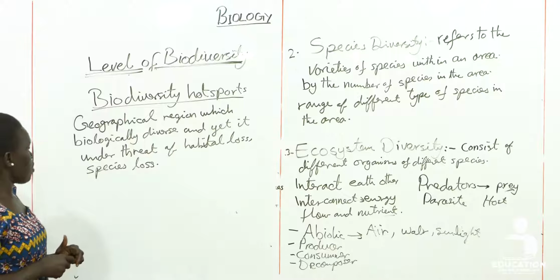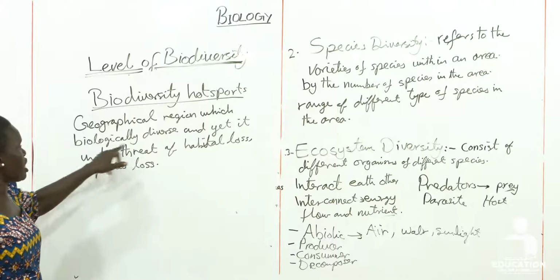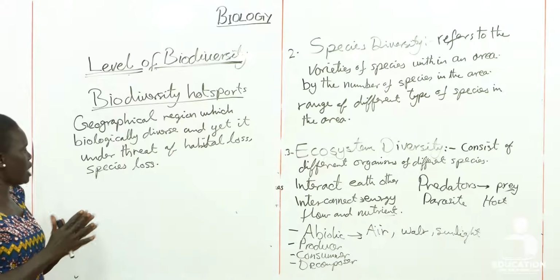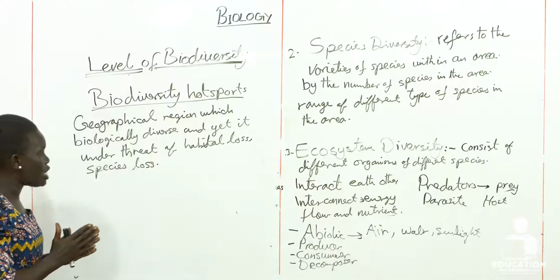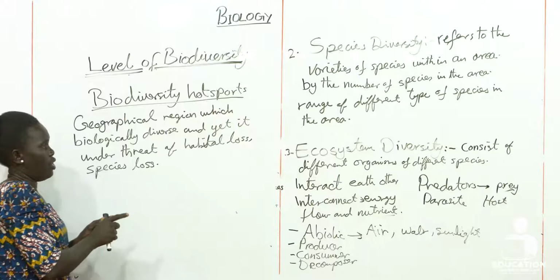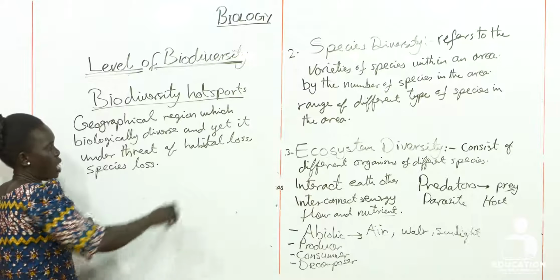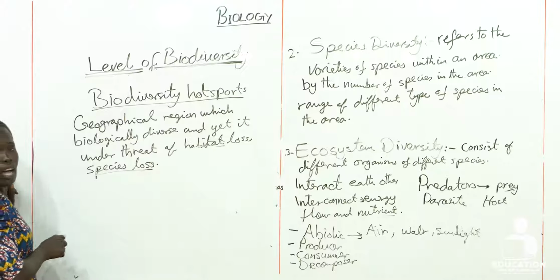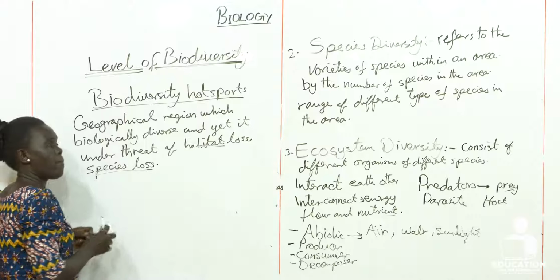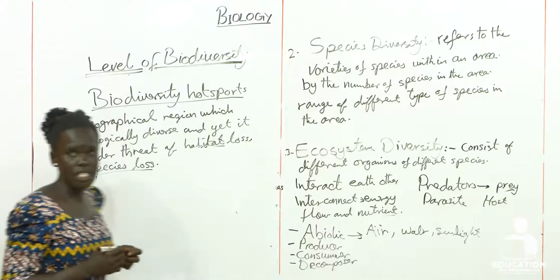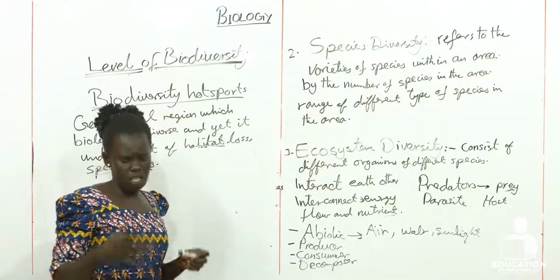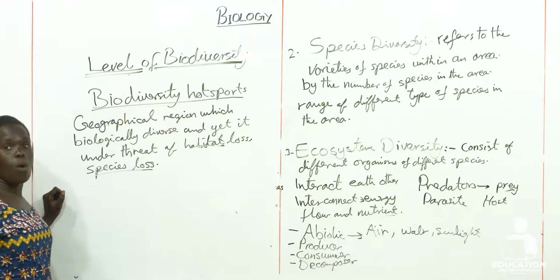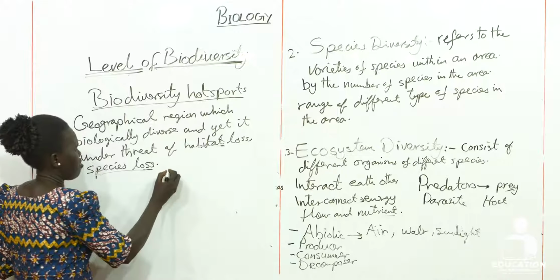So biodiversity hot spots are areas that are biologically diverse. That means having many different species of living organisms, whether plants, animals, insects, or microorganisms. But yet they are under threat. That means anytime they can lose some habitats, anytime they can lose some species. And these all happen due to man's activities. Some man's activity plus natural disasters can lead to habitat loss and species loss. But the most dangerous is man's activities.